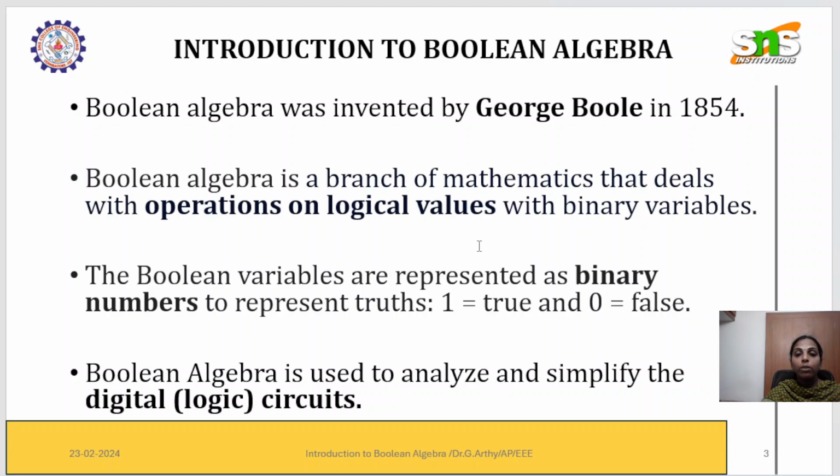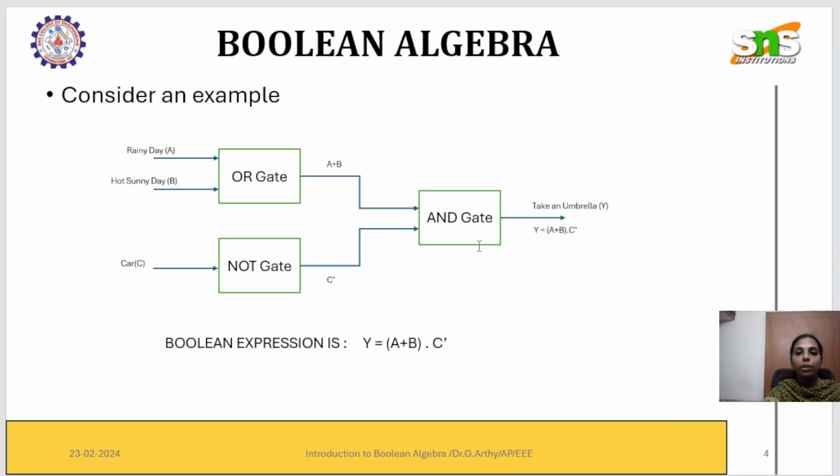The Boolean variables are represented as binary numbers to represent the truth values, 0 and 1. 1 equals true and 0 represents false. Boolean algebra is used to analyze and simplify digital circuits. Consider this example.